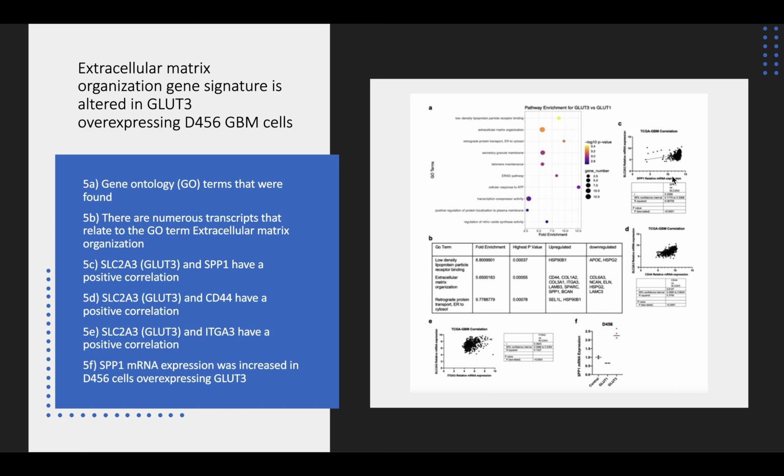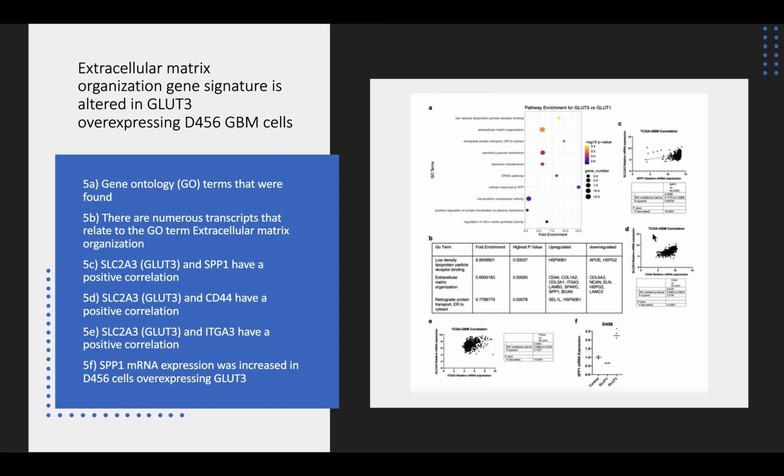So on to 5C. This is as it relates to TCGA-GBM correlation, and this is for 5C, D, and E. On the y-axis is the SLC2A3 relative mRNA expression, and on the x-axis there's the SPP1 relative mRNA expression. This was shown to be positively correlated. We're going to skip all charts due to time constraints.